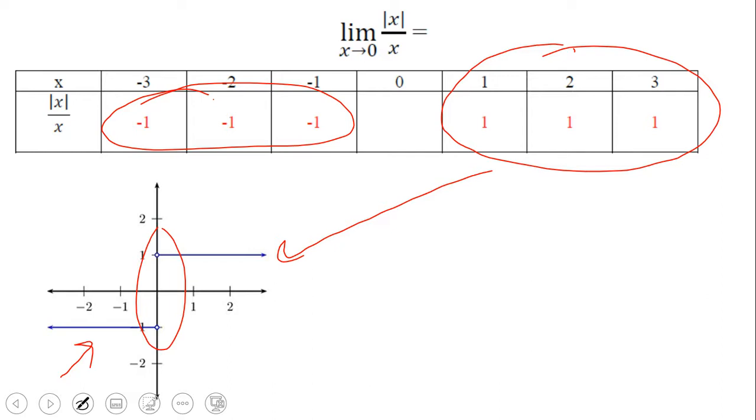So here's the first time in a table that the left-handed approach is actually not equal to the right-handed approach. So here's the thing. When you have a table and they are not approaching the same value, then the answer to this problem is does not exist. The limit does not exist because the left side and the right side are approaching something different. So that's one of the times in a table where a limit does not exist.